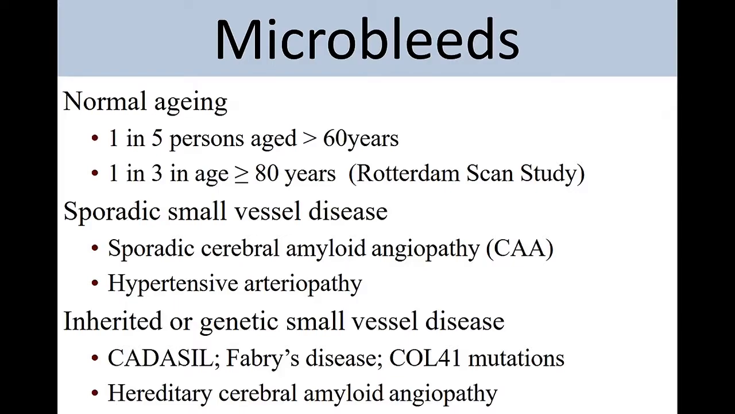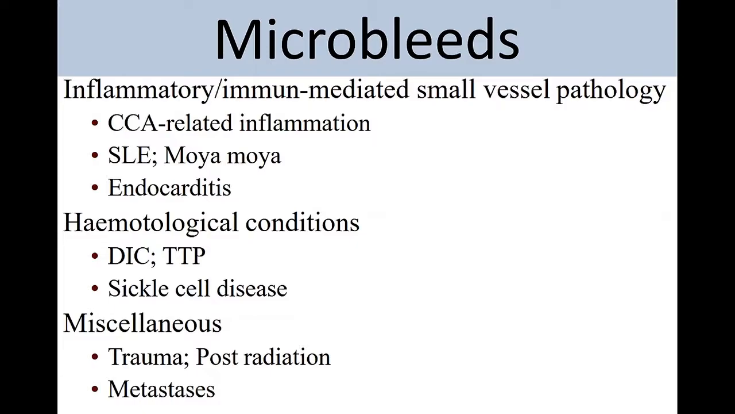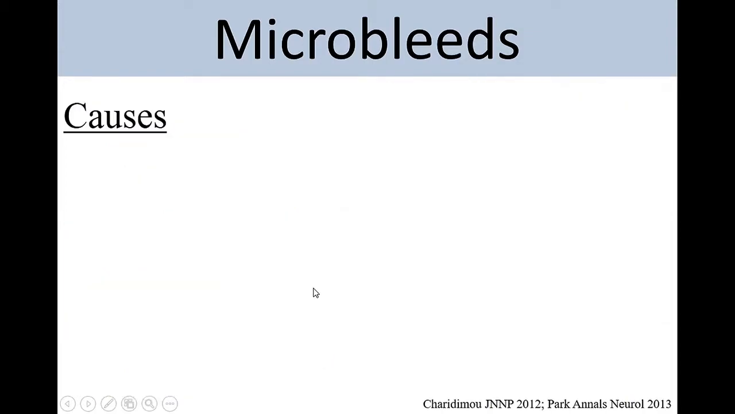And this will be the main topic of this presentation, the cerebral amyloid angiopathy, as well as the other form of small vessel disease, hypertensive arteriopathy. And then we have the inherited forms, and here I'll be mentioning briefly CADASIL and then a few other pathologies, such as inflammatory immune-mediated small vessel pathology. We have here CAA-related inflammation, or ICCA, lupus, endocarditis, and a few others.